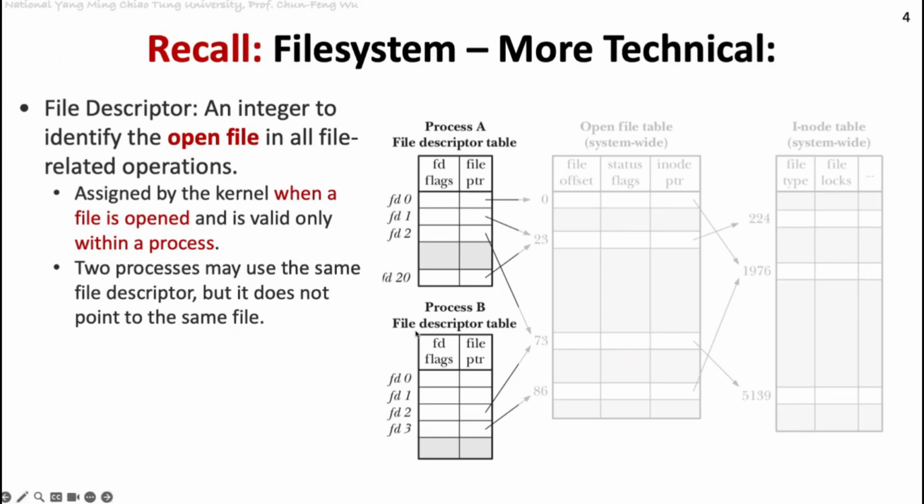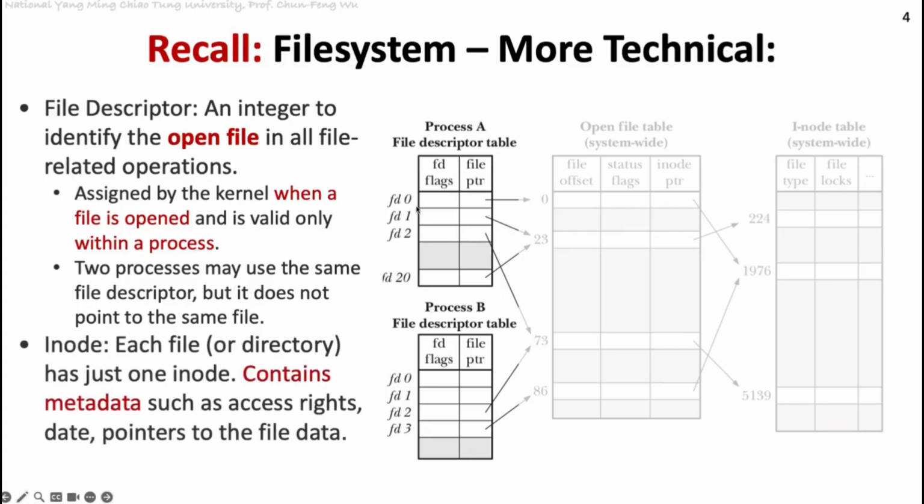Okay. So two processes may use the same file descriptor number, but it doesn't mean they are using the same file. You can think about it like different processes have their own file descriptors. So even if they have the same number, it doesn't mean the same thing.